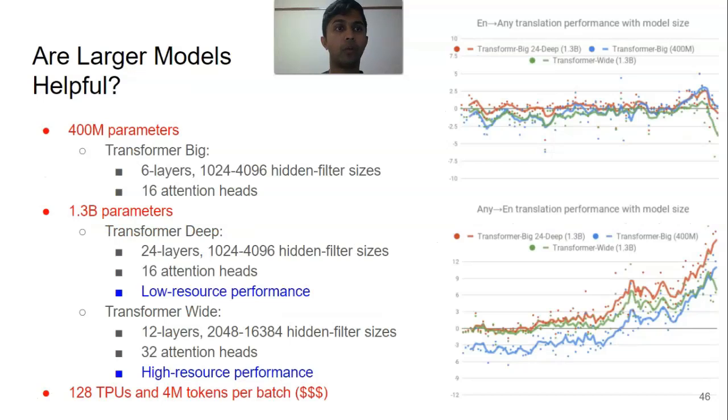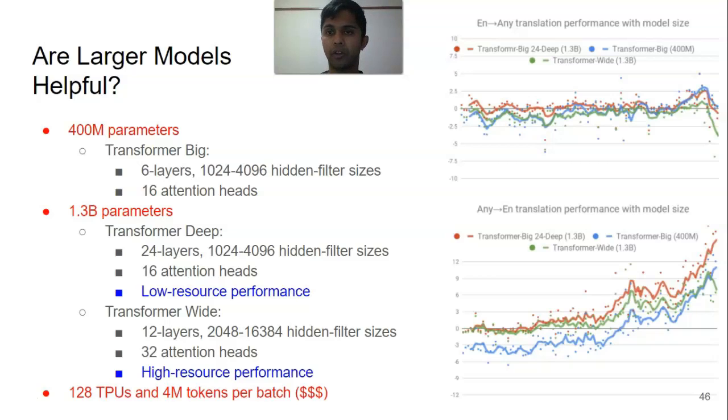Next, the question on whether larger models are helpful or not. There were experiments on 400 million parameters with transformer big and 1.3 billion parameters using two variations, either the transformer deep model or the transformer wide model. The deep model had 24 layers with relatively narrower hidden filter sizes, and the wide model had 12 layers with very wide hidden filter sizes and more attention heads.